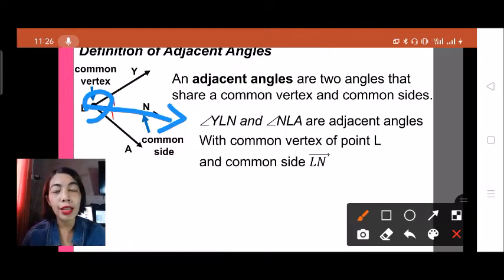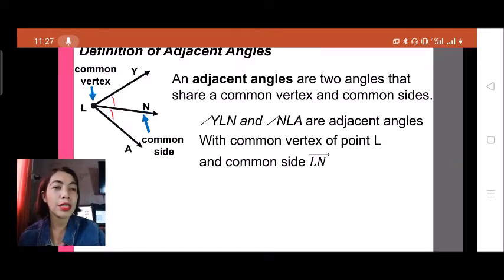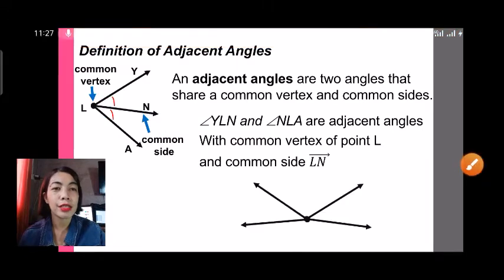So, sinasabi natin, magkadikit ang adjacent angle. So, magkadikit, may iisa lang silang common ray or may isang ray lang sila, yun yung nagde-divide sa kanilang dalawa. At may iisa silang vertex.